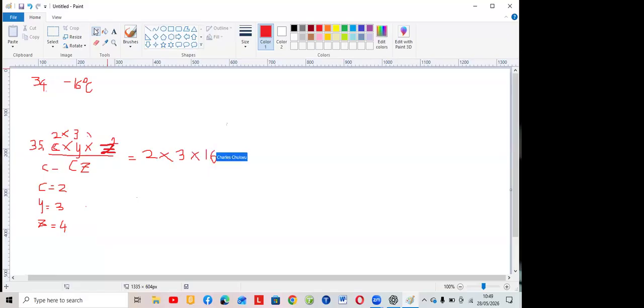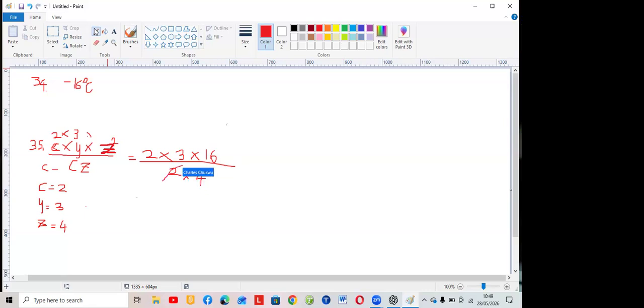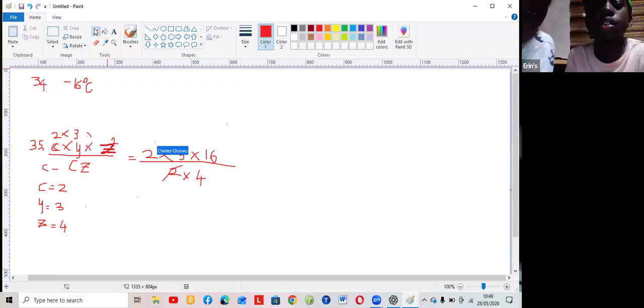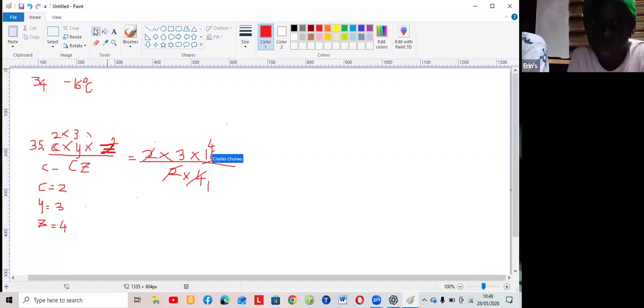Okay, so this one is just substitution now. This is like baby maths, as we usually call it. Is that not what you call it? See, 2 has cancelled itself already. 4 is taking itself out of 16, leaving us with 4 on top. All we're left with is 3 times 4, which is 12. So that's the answer.